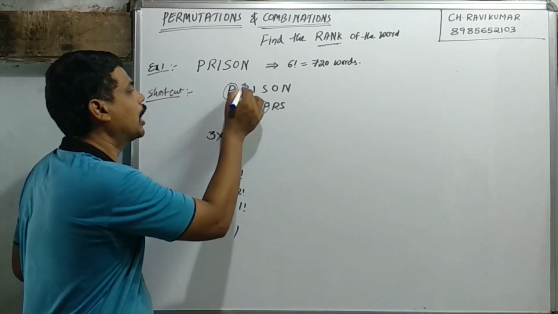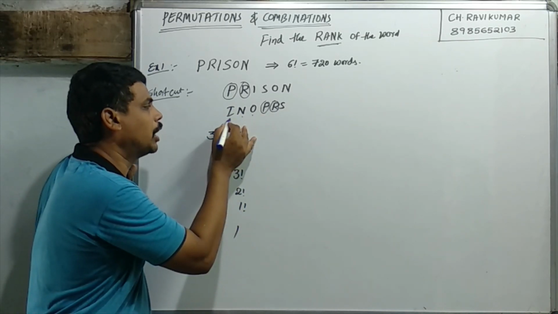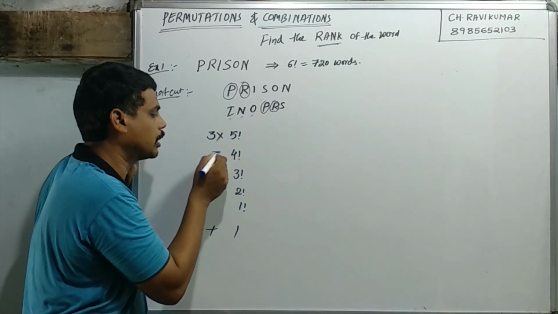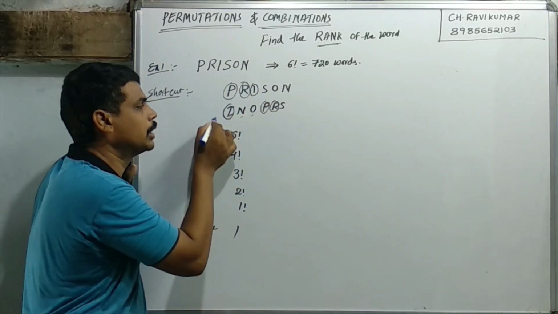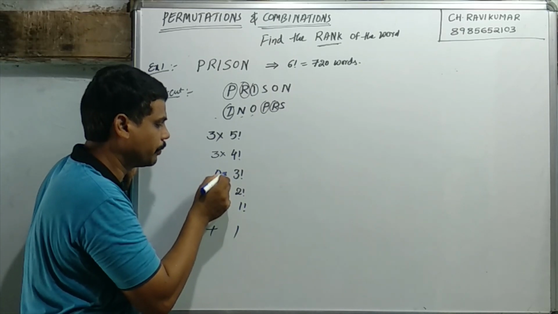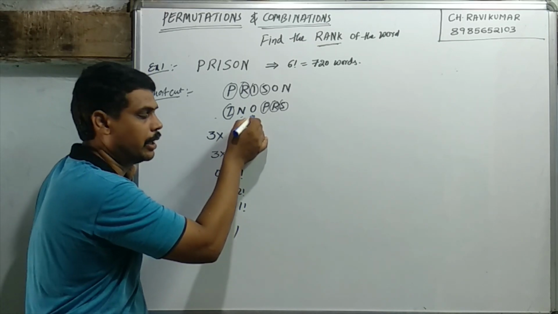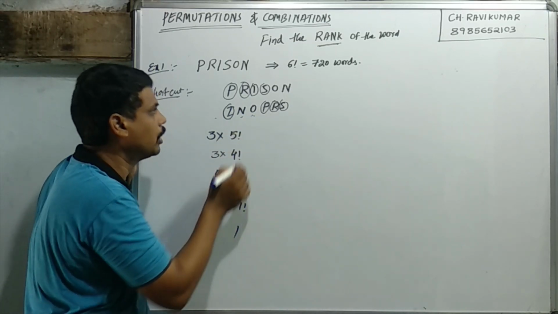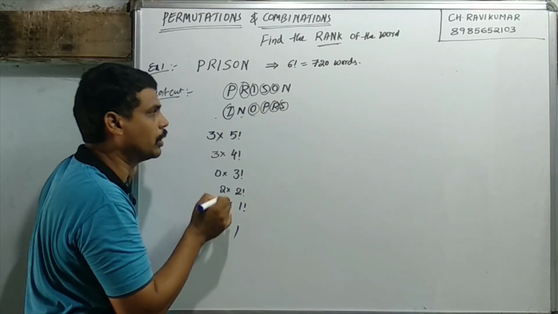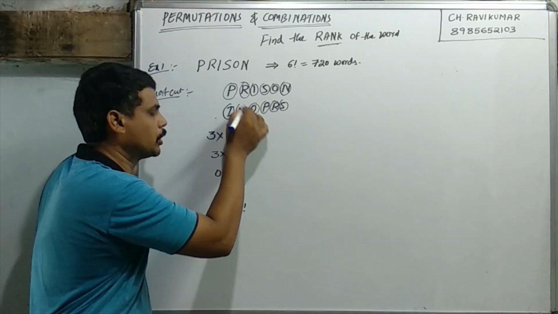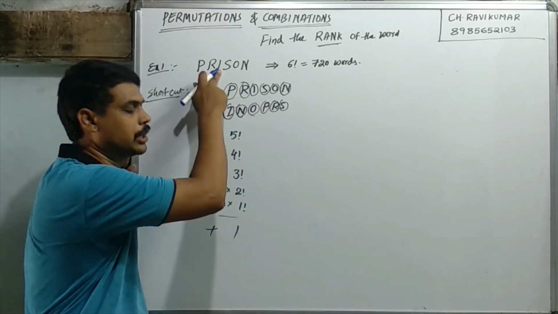So next one, R. You have to take the round of R. How many letters before that R? 1, 2, 3. So 3 letters are there. Don't take P again. After that, I, before it there is no letter, so you take 0. After that, S, before it only 2 letters are there, N and O, so you take 2. After that, O, before it only 1 letter is there, so 1 into 1 factorial. And N, before it there is no letter, so lastly you have to put plus 1. Plus 1 means PRISON itself.